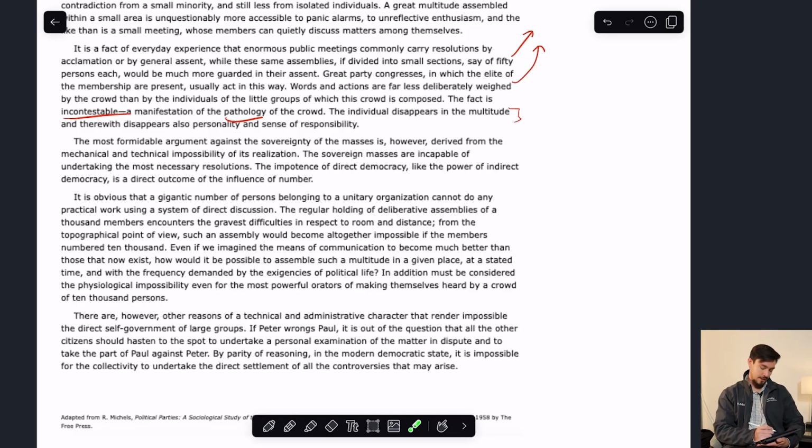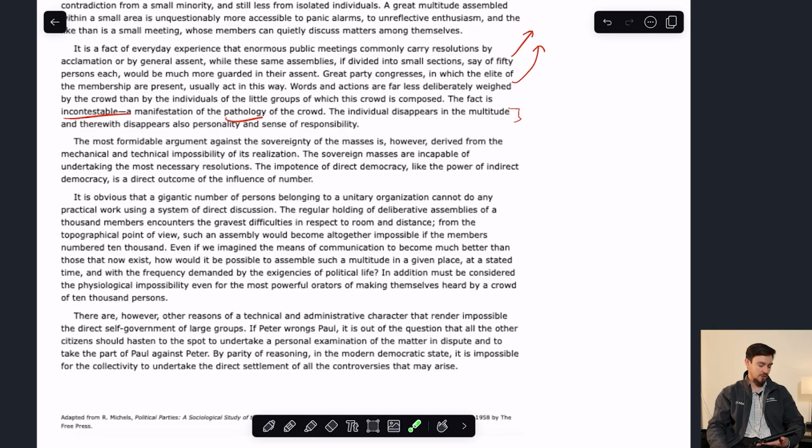Please just pick. The impotence of direct democracy, like the power of indirect democracy, is a direct outcome of the influence of its numbers. So impotence meaning its inability to act. You know, if we need to go to war, if we need to impose tariffs, the direct democracy, the large group won't be able to make that decision. They'll be disagreeing the whole time.